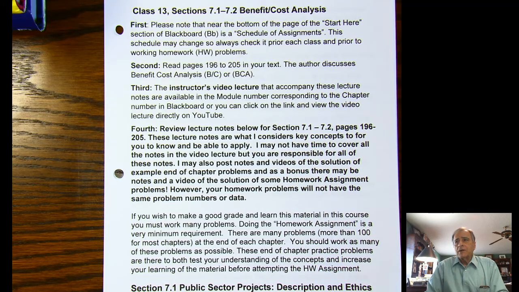The last thing I want to mention is that we're covering sections 7.1, 7.2 again. And the video lecture may not cover all the notes. Usually I do, but if I don't, you're still responsible for all the notes. Of course, you're responsible for the reading assignments, the problems at the end of the chapter, but what you're going to be graded on is the homework assignments.